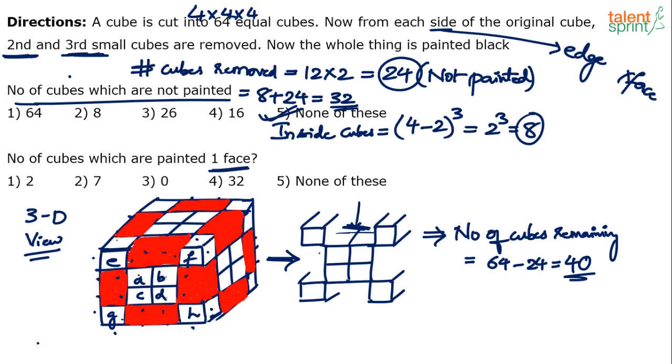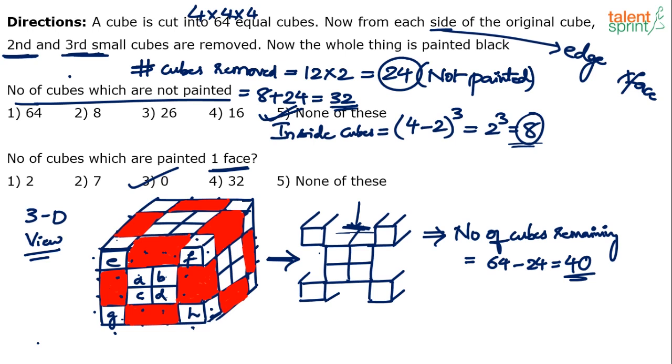So basically the idea is the number of cubes which are painted on one face. These cubes A, B, C, D are painted on more than one face, E, F, G, H are also painted on more than one face. And those which are inside, those 8 cubes that we had counted, are not painted at all. So there is nothing left which is painted on one face. No cube is painted on one face. So the answer should be 0 for this question. There are 0 cubes which are painted on one face.